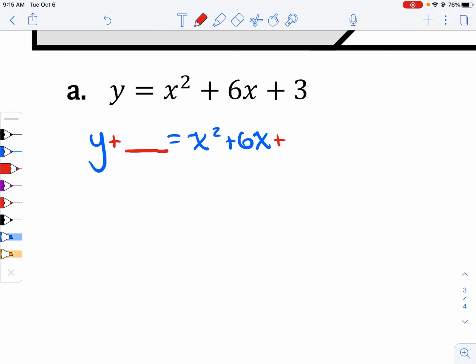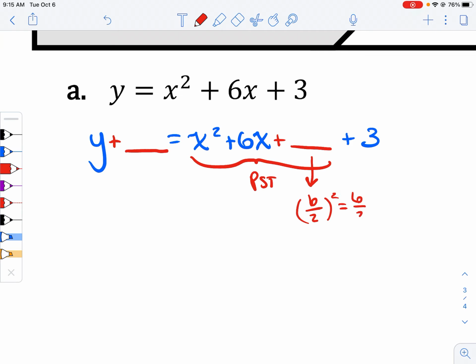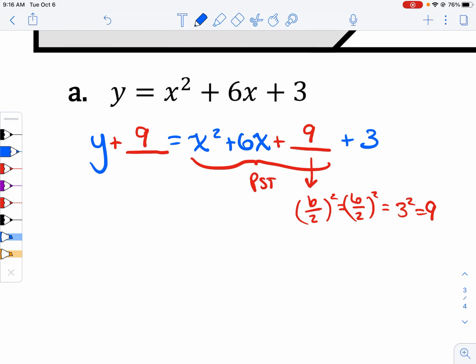And then here's where I want to add something. So I want to make this my perfect square trinomial. And then I still have this plus 3. So then my added something is going to be that b over 2 squared. In this case, b is 6. 6 over 2 is 3, squared, which is 9. So I'm going to add 9 to both sides. And then again, ignore that plus 3. I'm not going to combine here. I just have y plus 9 equals x squared plus 6x plus 9 plus 3.